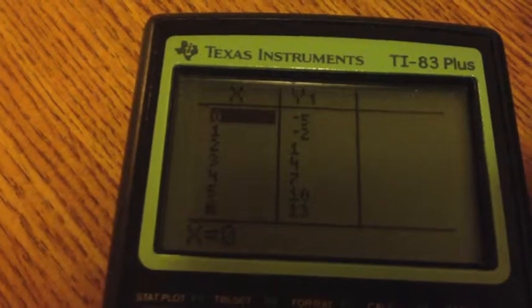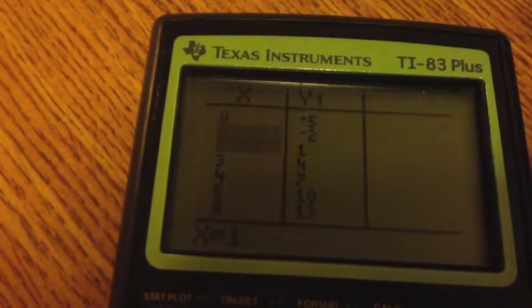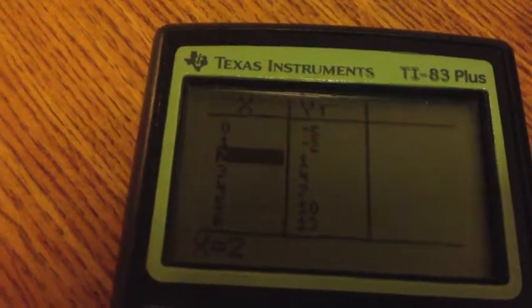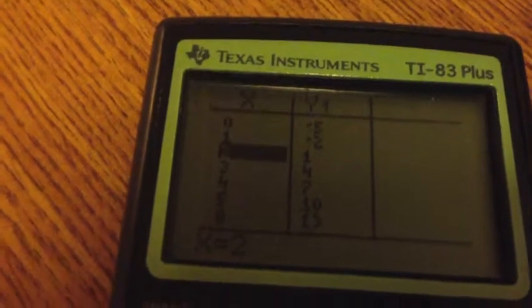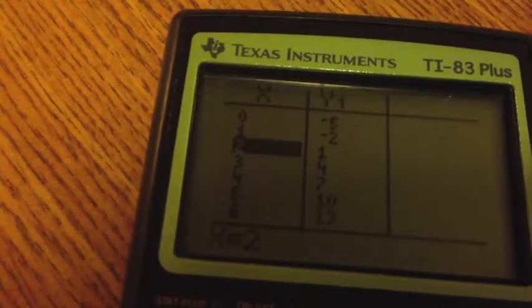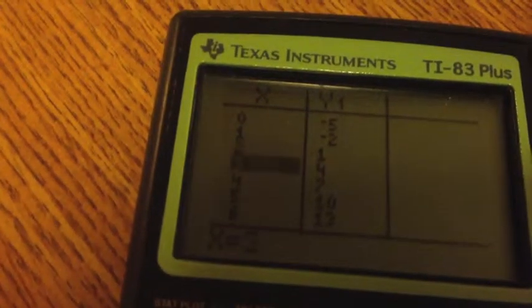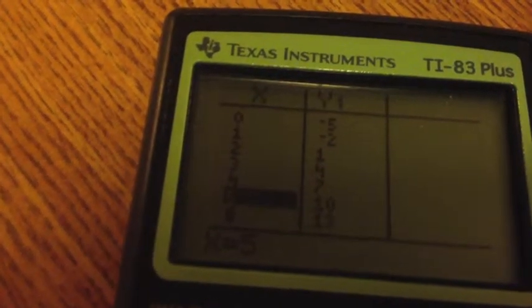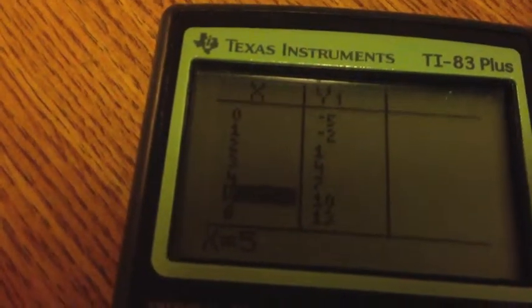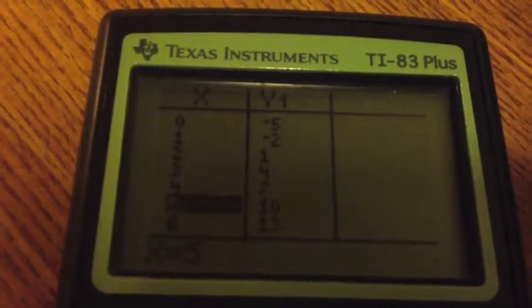So if I'm looking for f of 2, I go down to where x equals 2, and I look over and I see that my answer would be 1. If I'm looking for a different number, such as f of 5, I would go down to where x equals 5, and I would find that my solution is 10. And that's how you do it on a graphing calculator.